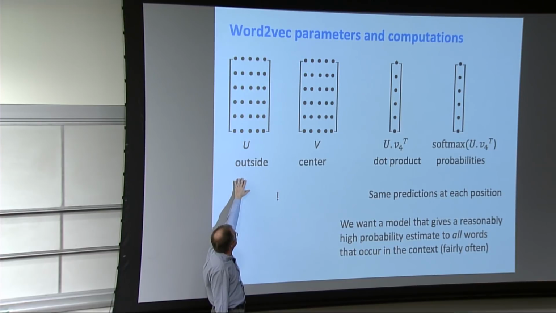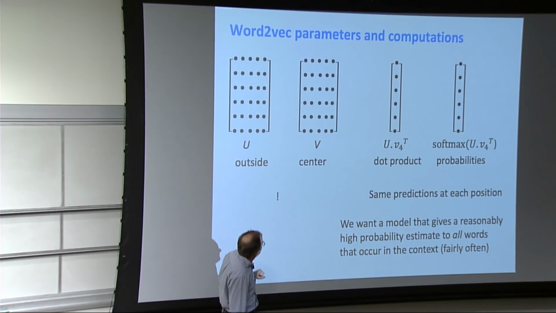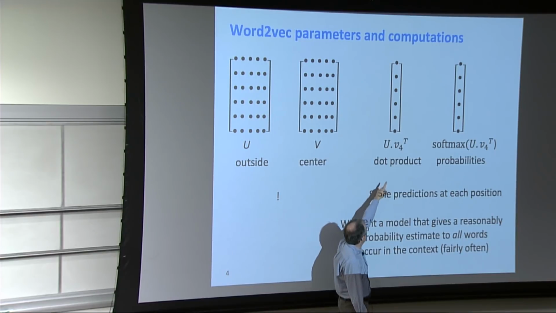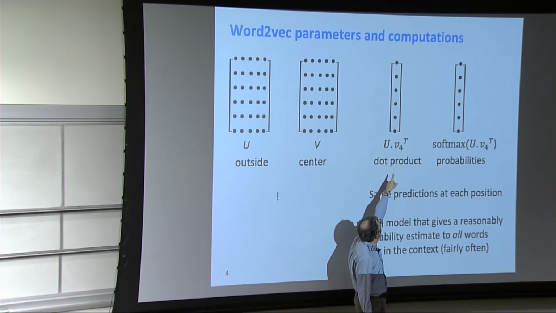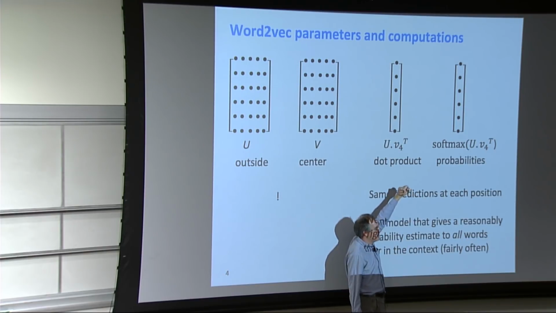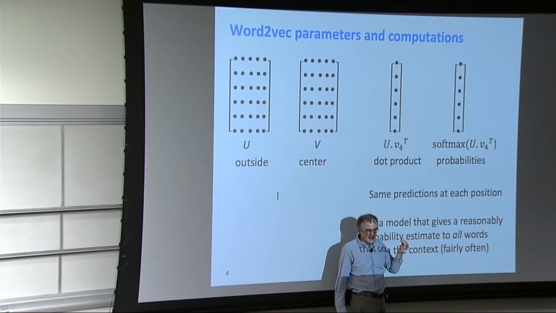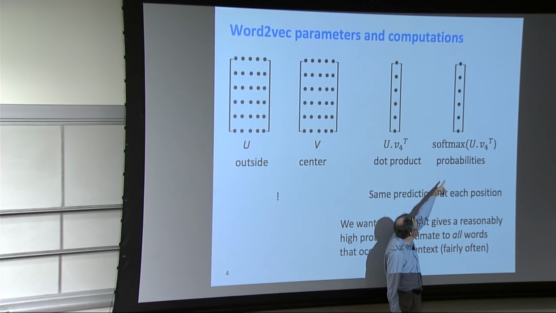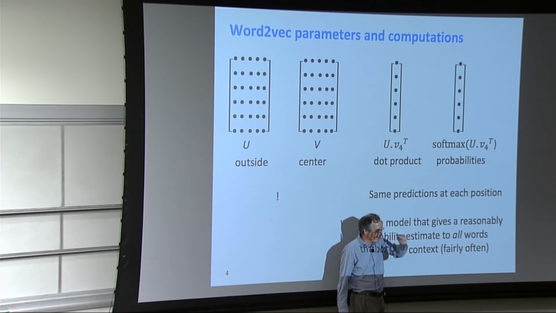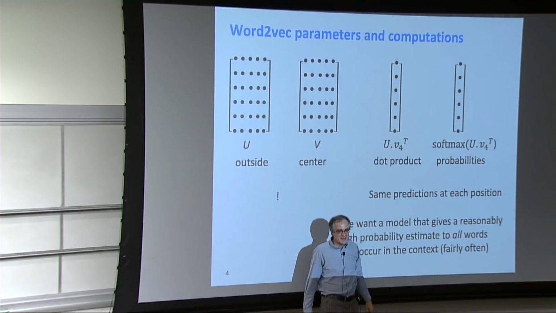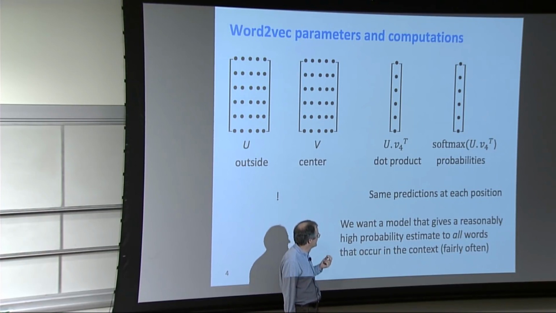Then we have this outside matrix where we also have a second vector for each word, which is its representation in context. So when we have a particular center word, word 4, in our computations we take a dot product between v4 and each row of U, and that gives us a vector of dot product scores. Then we run softmax on each of those numbers, element-wise, and that gives us a probability distribution over words in the context.